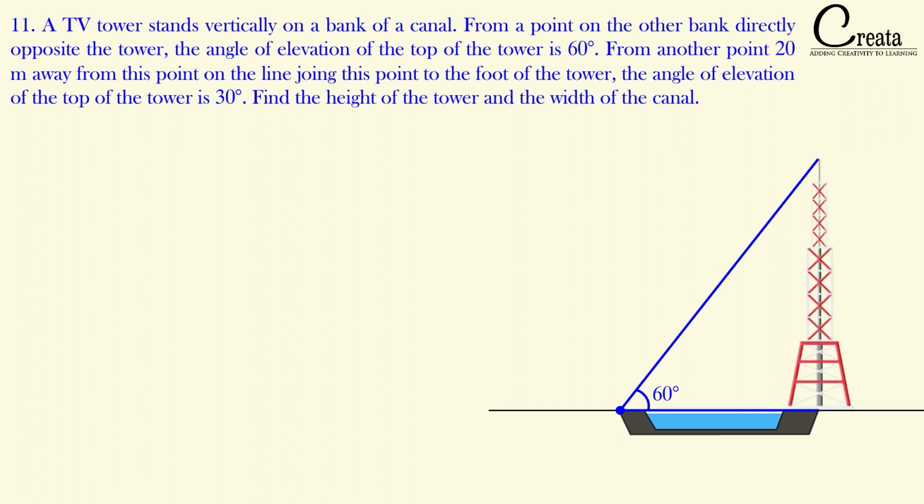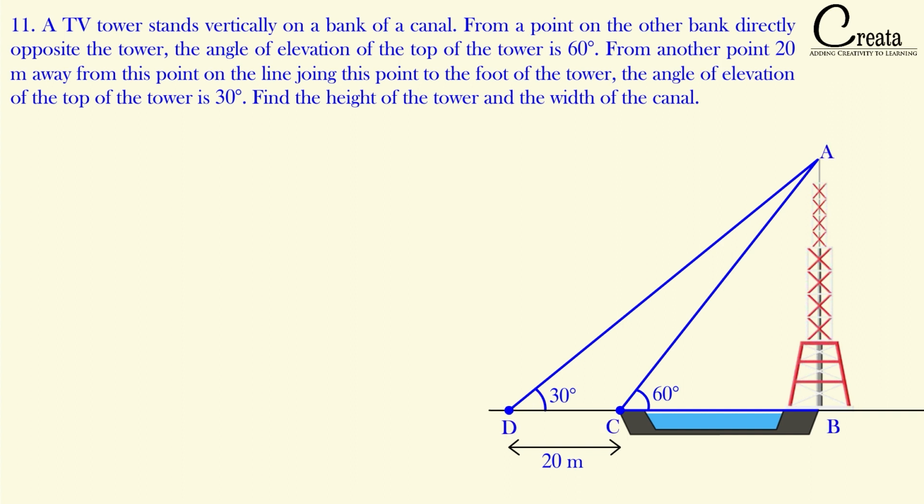Further, another point is also given which is 20 meters away from this point. So this is the point which is 20 meters from the first point, and from this point also the angle of elevation is given to the top of the tower. It means from this point also we are looking at the top of the tower, and the angle formed is 30 degrees. So two angles of elevation are given from two different points. The distance between the 2 points is 20 meters. The first angle of elevation is 60 degrees and the second angle of elevation is 30 degrees.